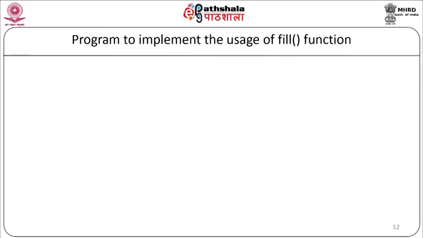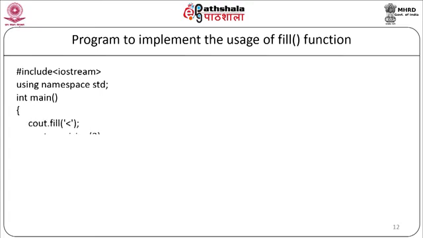We will start with the program: #include <iostream>, using namespace std, int main. Now we will set the filling character as cout.fill, cout.precision(3). We will start with our for loop: for int i equal to 0, i less than or equal to 5, i plus plus.